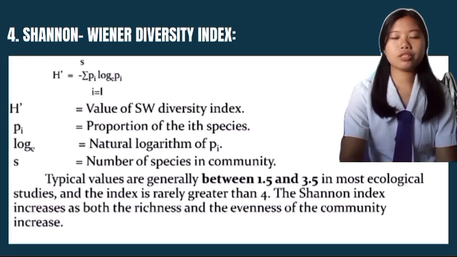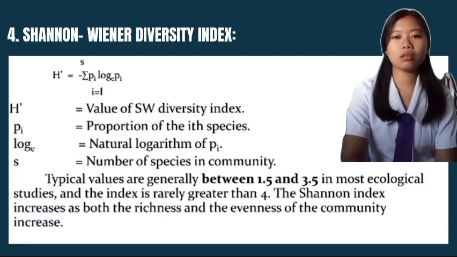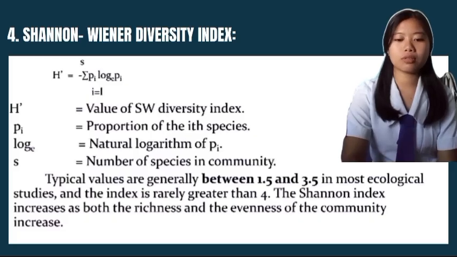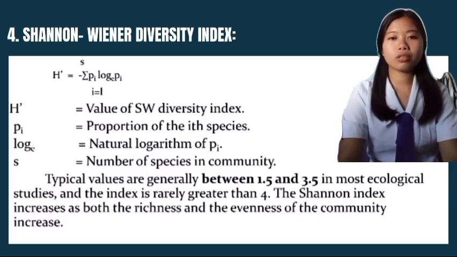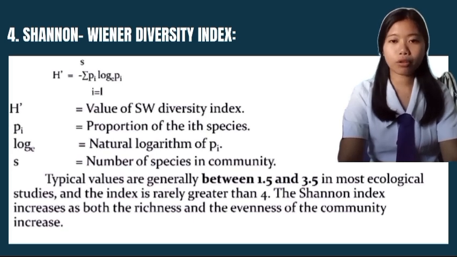Typical values are generally between 1.5 and 3.5 in most ecological studies, and the index is rarely greater than 4. The Shannon-Wiener index increases as both the richness and the evenness of the community increase. The Shannon-Wiener Diversity Index is better than the Simpson Index because it provides a more comprehensive measure of biodiversity by considering both species richness and species evenness.